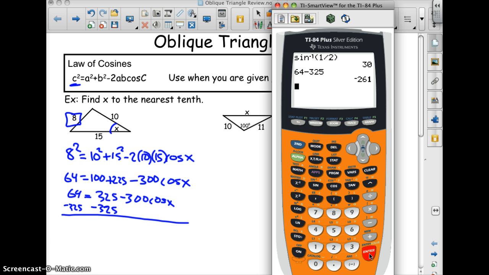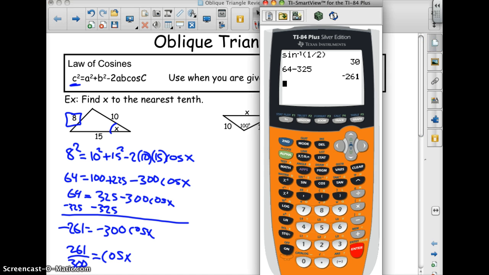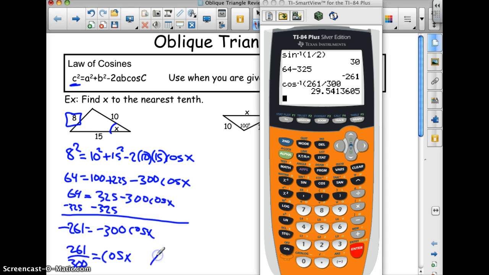Okay, so I have negative 261 equals negative 300 cosine x. And what I'm going to do is divide both sides by negative 300. So it's going to give me 261 over 300, because when I divide a negative by a negative, I get a positive. And then I take the arc cosine of that and I'll find my x. So it is second cosine, 261 divided by 300. Enter. And it says to the nearest tenth, so that is 29.5. So x equals 29.5 degrees.